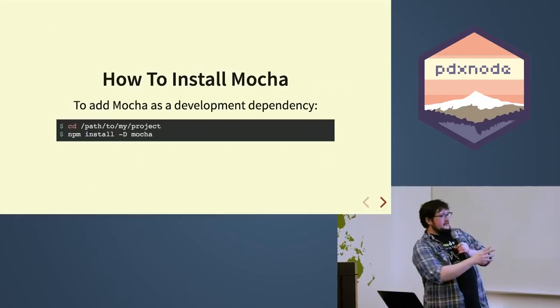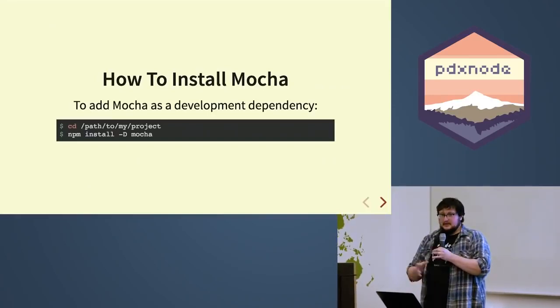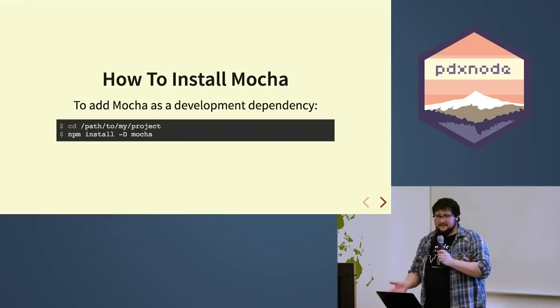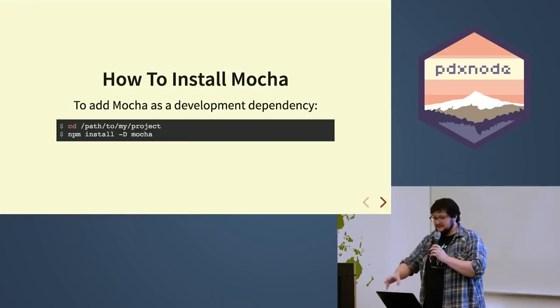And so what happens when you do this? Well, Mocha is added to your manifest, which is package.json. It's in the devDependencies property. It becomes part of that object.